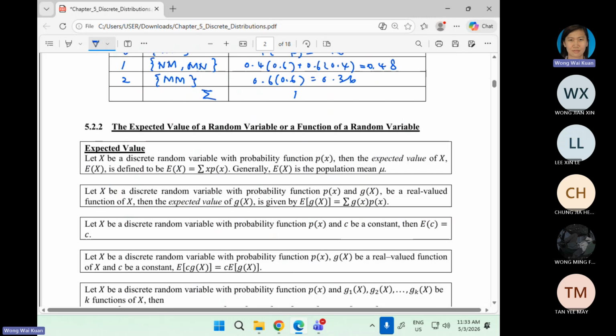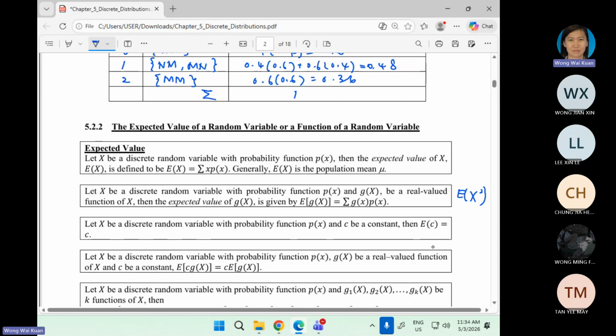Okay? Then now, if X is a discrete random variable, and I have a Gx, a function of X, then the expected value EGX is the sum of Gx times Px. Now, for example, later we have EX squared. So my Gx is X squared. Then also remember, if C is a constant, the expected value of C is C.